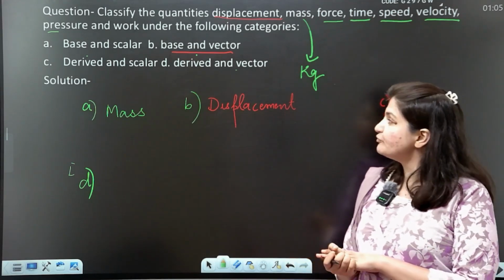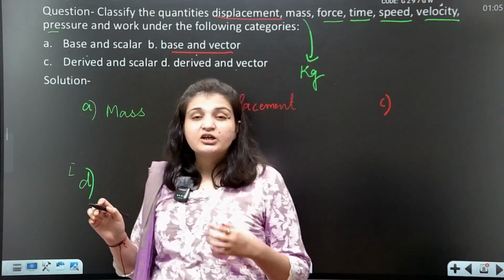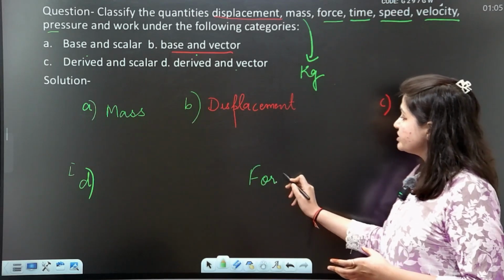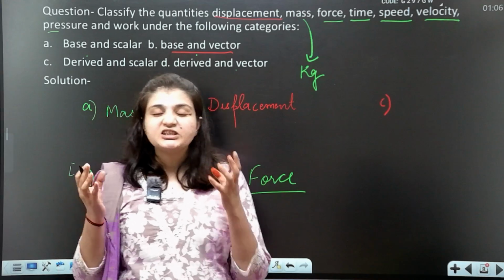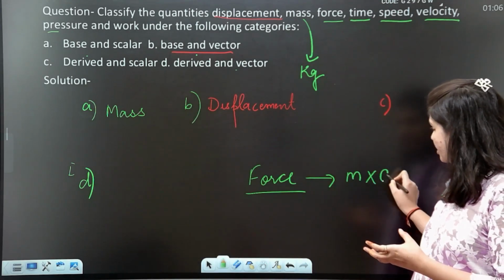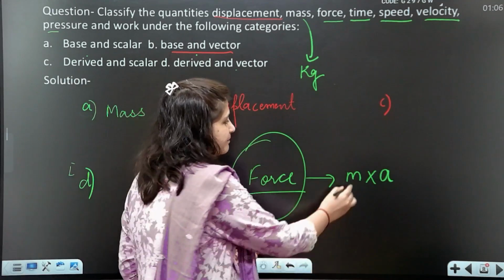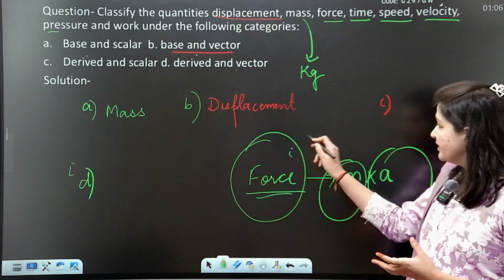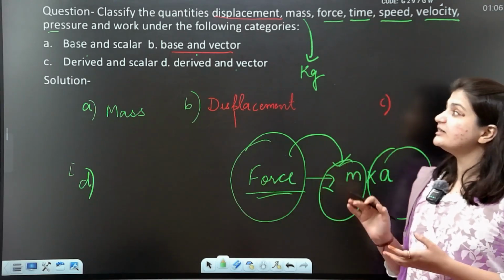Now the next quantity is force. So what is force? Force is the push or pull by an object. So where do we keep this force? Force is mass into acceleration. So this force is dependent on mass, and it is also dependent on acceleration. Here it is not independent, it is dependent on mass and acceleration. So it is a derived quantity.